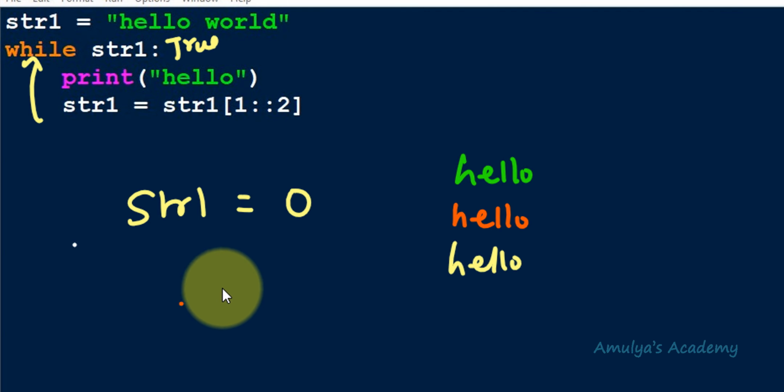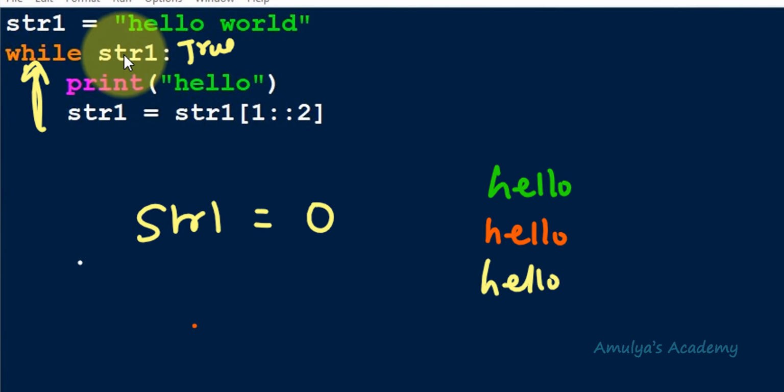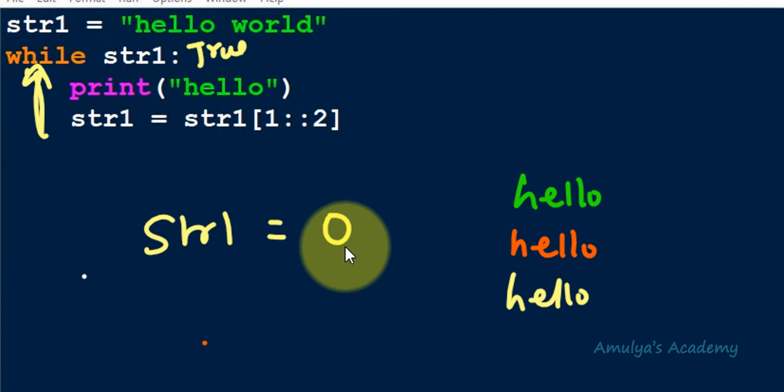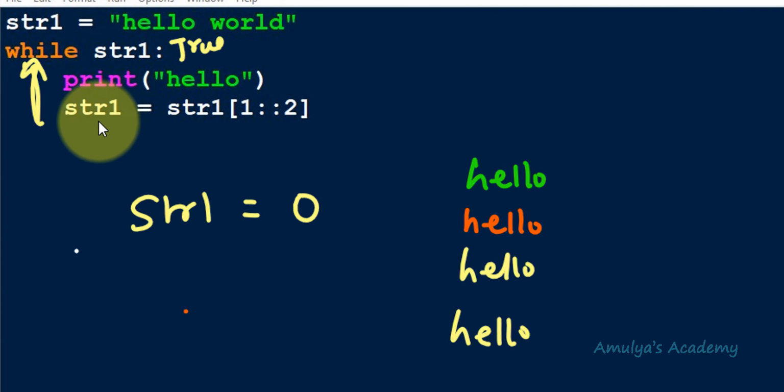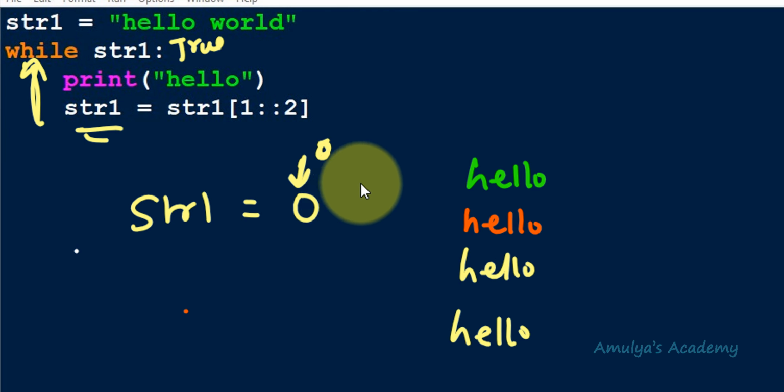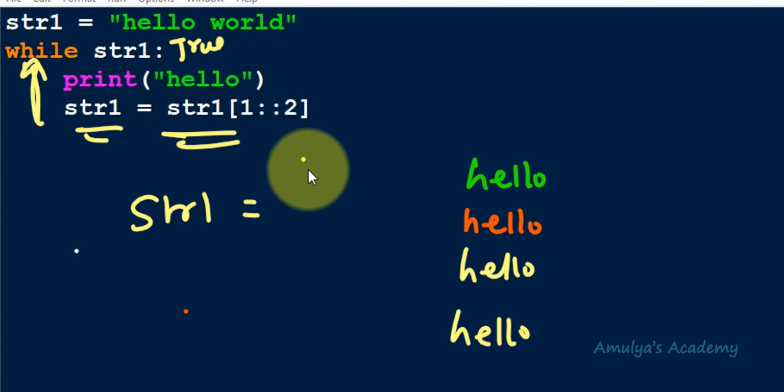So now the str1 value is O. Now again control will go here and it will check while str1. Now str1 is O, so it will evaluate to true. So it will print the hello message, so we'll get the fourth hello here. Next it will again slice this string str1 starting from 1. But this index is 0. We don't have a character at index 1. So it will return an empty string. So str1 becomes an empty string now.